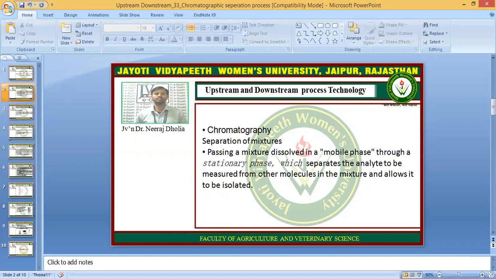In this, we pass a mixture dissolved in a mobile phase. The mixture of the biomolecules is present in the mobile phase and passes through a stationary phase. We have a stationary phase through which we pass the mobile phase, which separates the analyte to be measured from other molecules in the mixture and allows it to be isolated. So this process will allow us to isolate different molecules in different fractions.